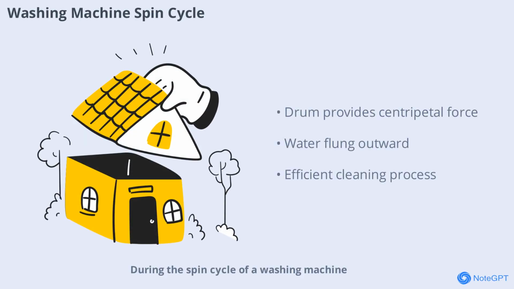During the spin cycle of a washing machine, clothes are pressed against the drum's wall. The drum provides the centripetal force, keeping the clothes moving in a circle. The water, not attached to the drum, is flung outward and removed through holes, thanks to inertia. This process uses the principles of centripetal and centrifugal forces to clean your clothes efficiently.